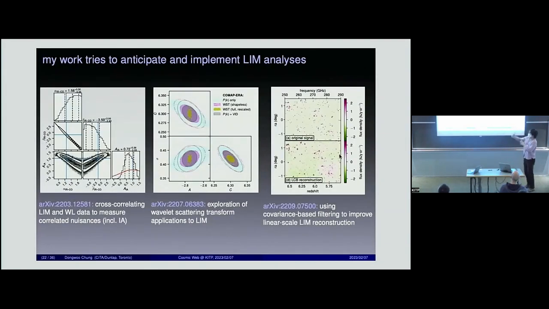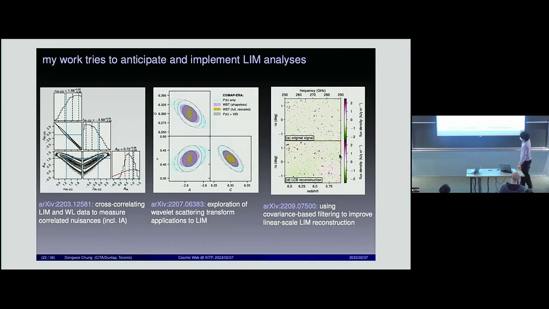So as we continue to progress in this experimental roadmap, what I'm trying to do is be ready for the data. I work on anticipating and implementing different kinds of line intensity mapping analyses. I've tried to anticipate what a cross correlation might look like between line intensity mapping data and cosmic shear data. I've tried to anticipate the use of the wavelet scattering transform. I've tried to anticipate the use of cross-correlation based filtering to try and improve the recovery of the C2 line intensity map itself from a line intensity mapping experiment in cross-correlation with other tracers at the same redshifts.